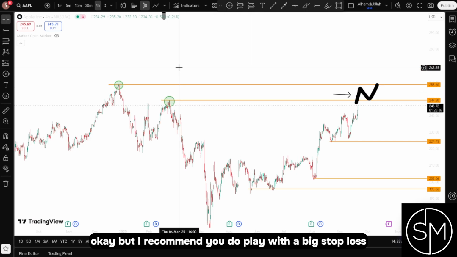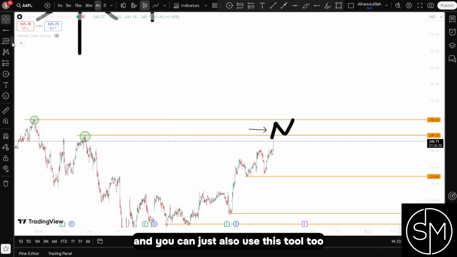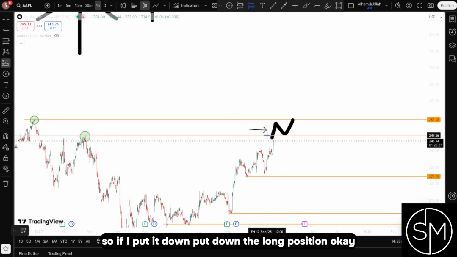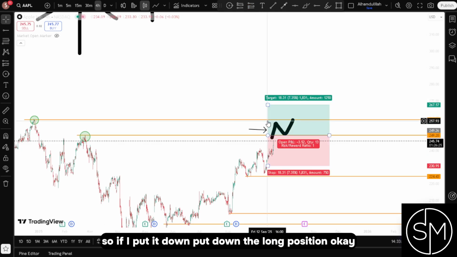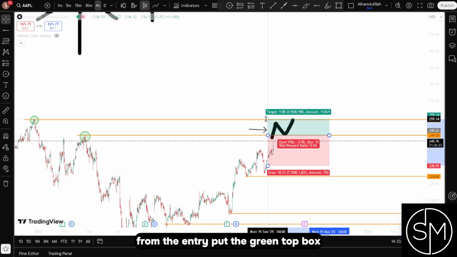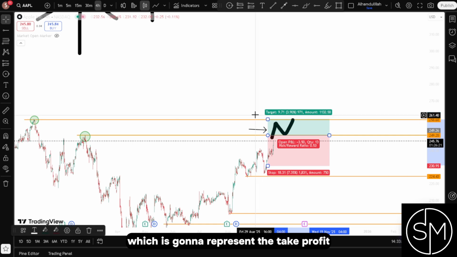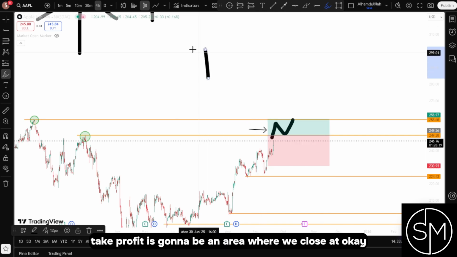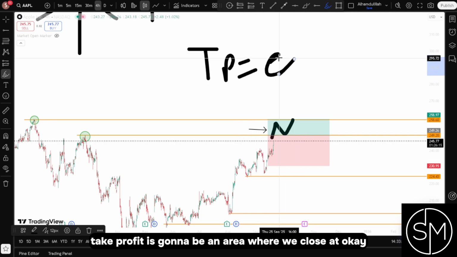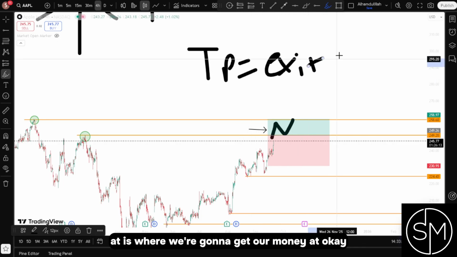Okay, but I recommend you do play with the big stop loss, and you can also use this tool called the risk to reward ratio tool. So if I put down the long position from the entry, put the green top box, which is going to represent the take profit. Take profit is an area where we close at, and where we close at is where we're going to get our money.